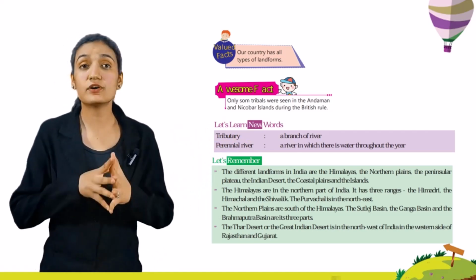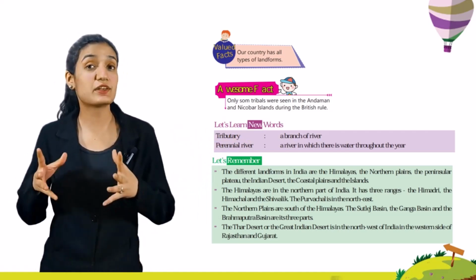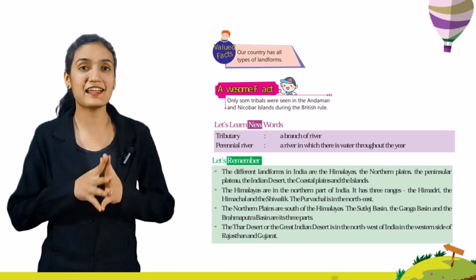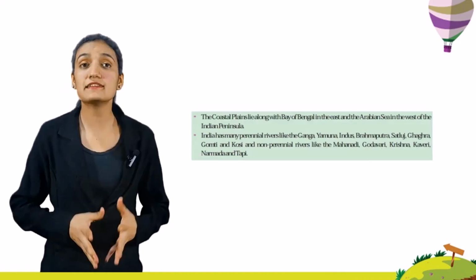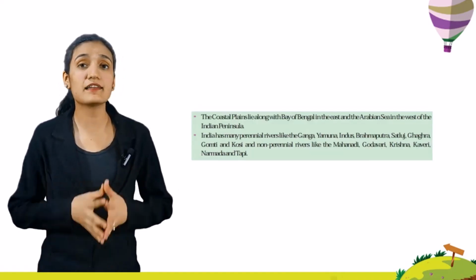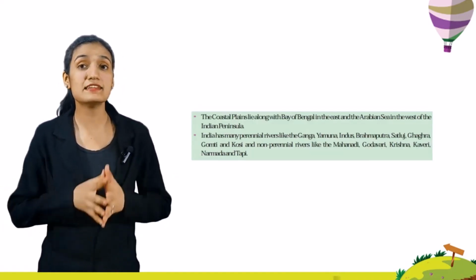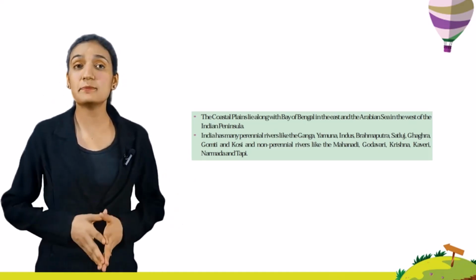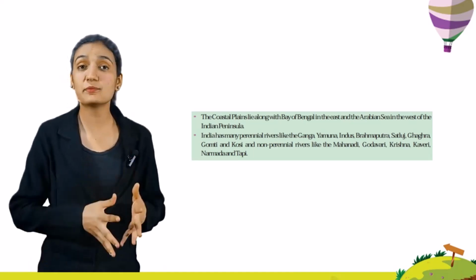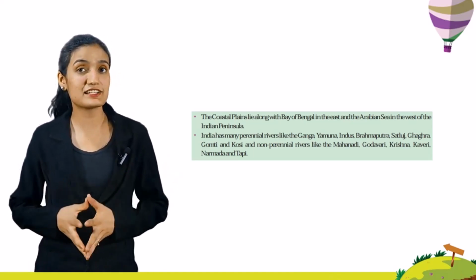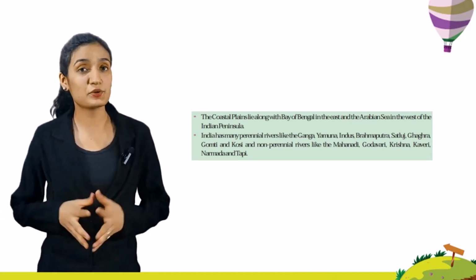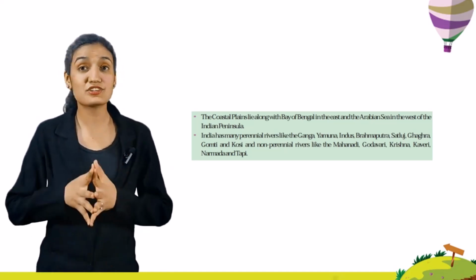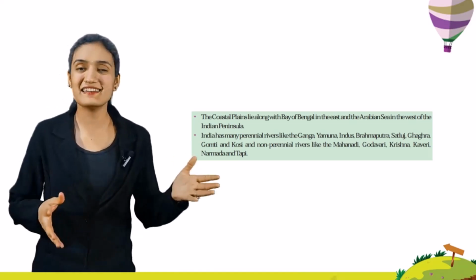The Thar Desert or the Great Indian Desert is in the northwest of India, in the western side of Rajasthan and Gujarat. The coastal plains lie along the Bay of Bengal in the east and the Arabian Sea in the west of the Indian peninsula. India has many perennial rivers like the Ganga, Yamuna, Indus, Brahmaputra, Satluj, Ghagra, Gomti and Kosi, and non-perennial rivers like the Mahanadi, Godavari, Krishna, Kaveri, Narmada and Tapi.